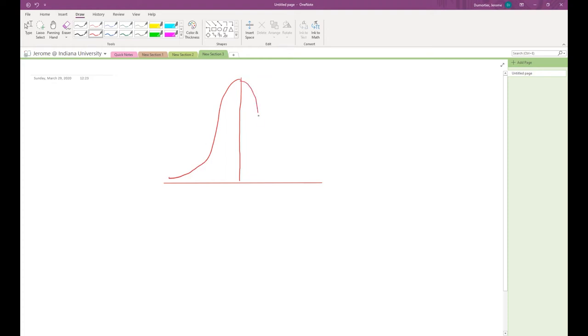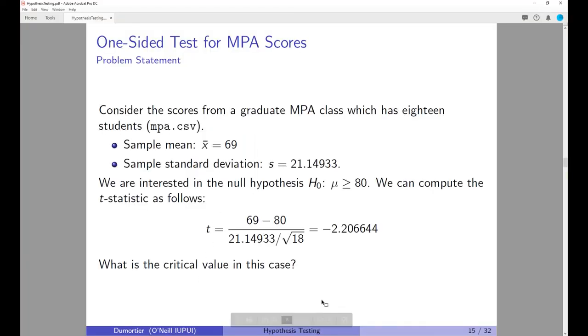And we have a hypothesized mean of 80%. Now here, we have H0, the null hypothesis, is that it's bigger than 80%. So now we are only interested in deviation to one side. So in this case, we calculate the test statistic as follows.